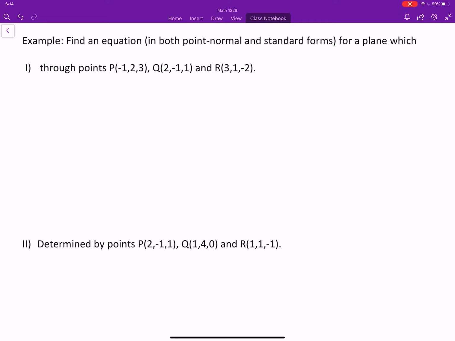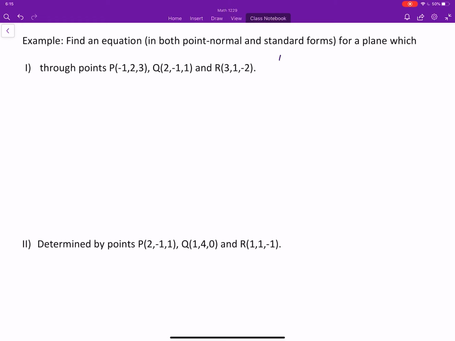Hi, in this video we will do examples for finding equations of planes determined by 3 points. Find an equation in both forms, point normal and standard form, for a plane through 3 points P, Q, R. You have to always start from this point.